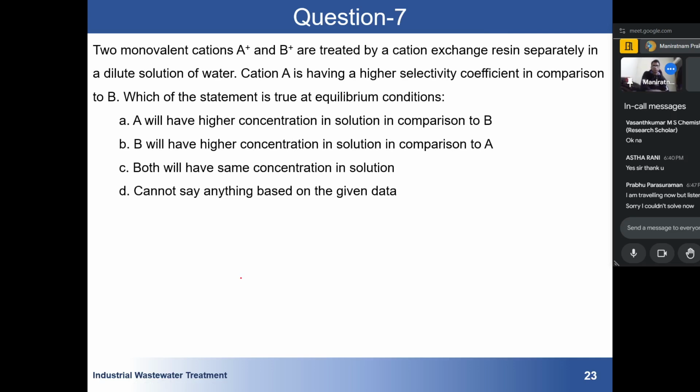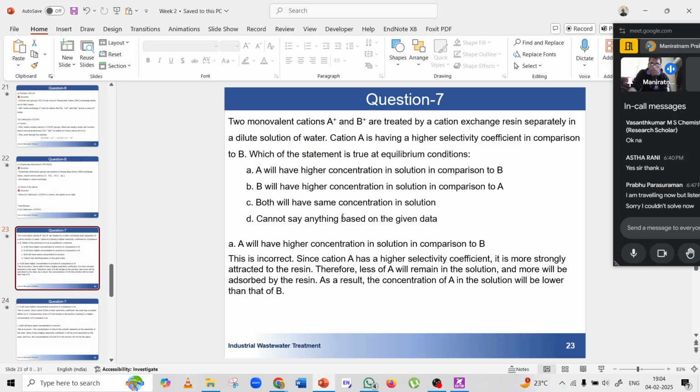Then, this is a theoretical question. Two monovalent cations A and B are treated by cation exchange resin separately in a dilute solution of water. Cation A has a higher selectivity coefficient in comparison to B. Which of the statements is true at equilibrium condition? Okay, now just go through this equation.